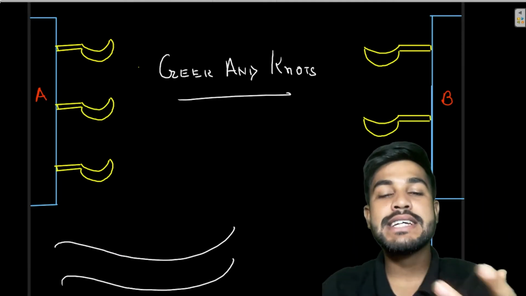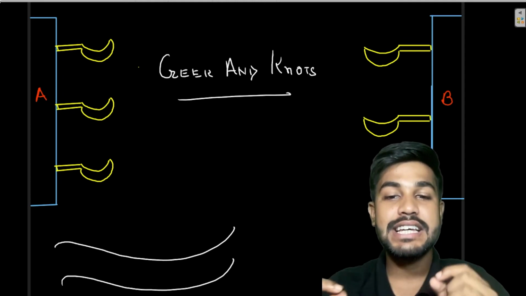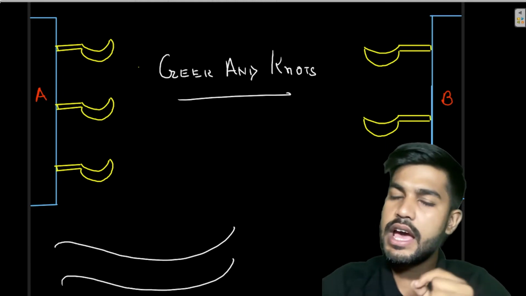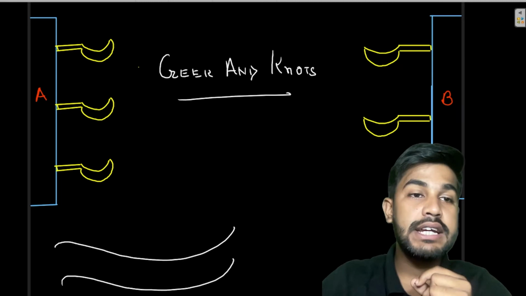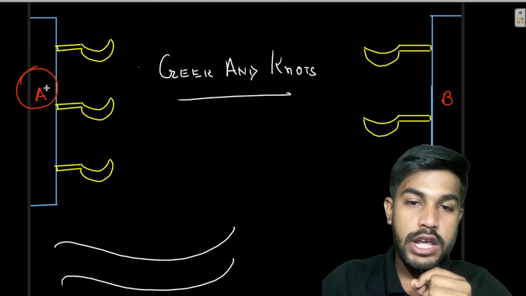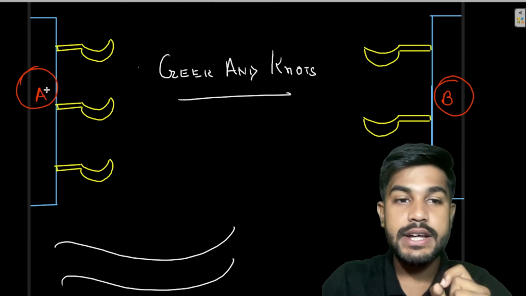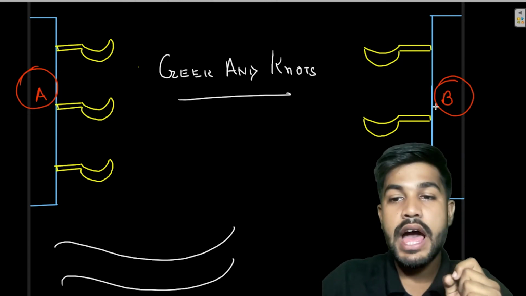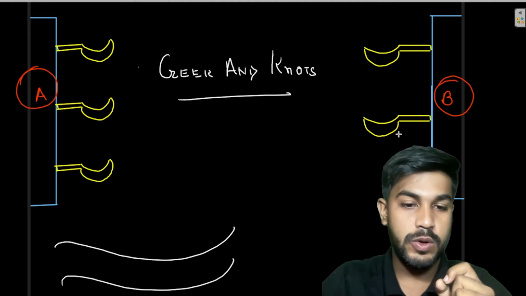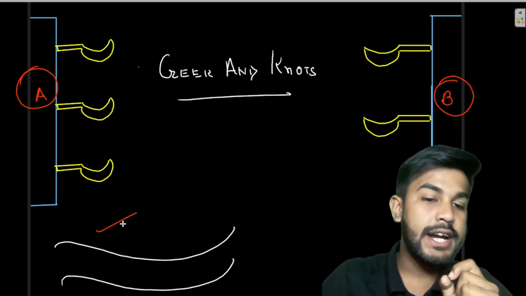Today we will be discussing the problem named Geek and Knots. In this problem, we are given a wall A and a wall B, and A is provided with M hooks and B is provided with N hooks. And then we are also provided a rope.